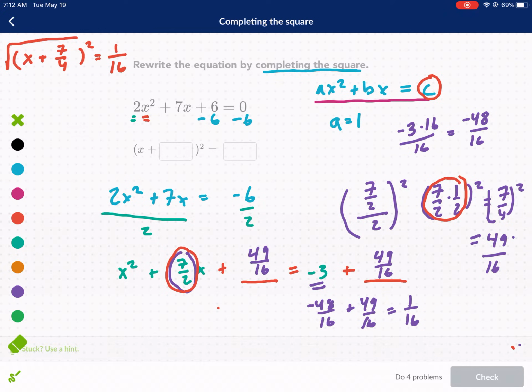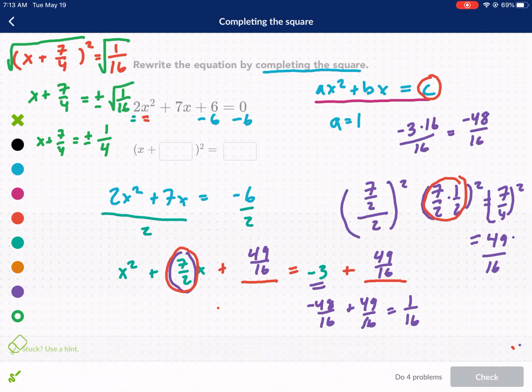Let me do that in a different color. Okay, so we're going to take the square root of both sides to solve for x. So then we get x plus 7 over 4 equals plus or minus the square root of 1 over 16. Now we can simplify that because we know the square root of 1 and we know the square root of 16, so we get plus or minus 1 over 4.